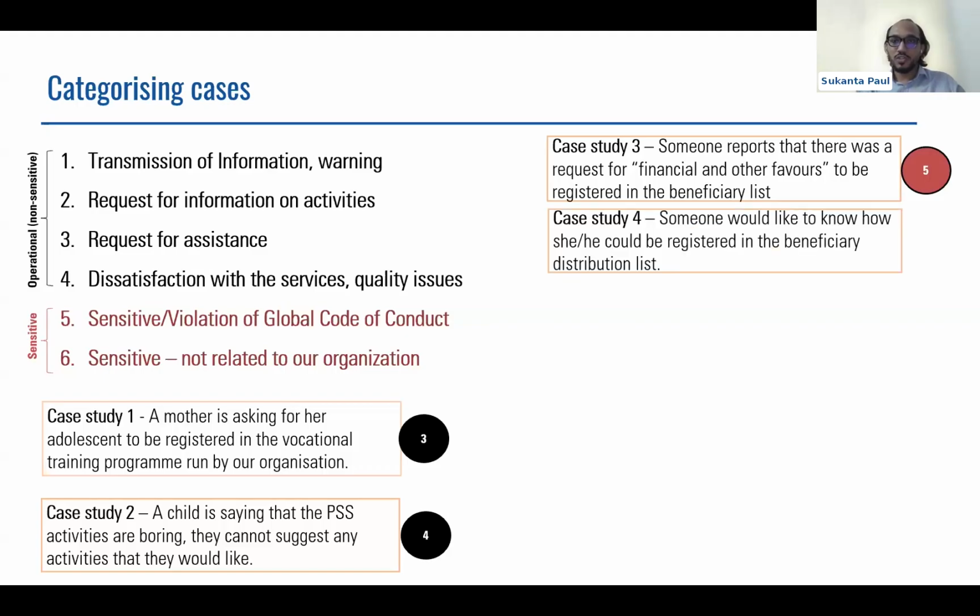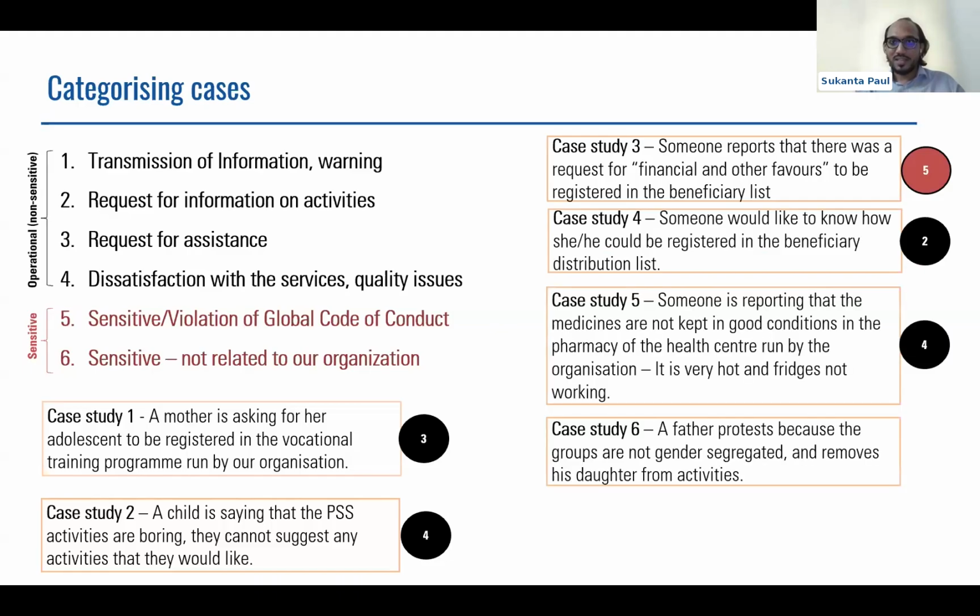So maybe one more, and then we go to the next slide. Case 6. One father protests because the groups are not gender segregated and removes his daughter from activities. Under which category does it fall? What do you think?